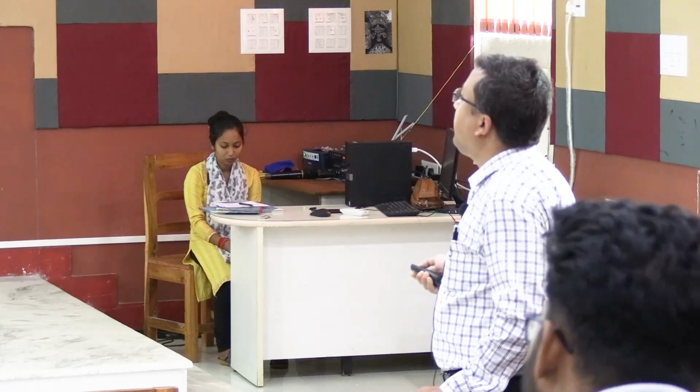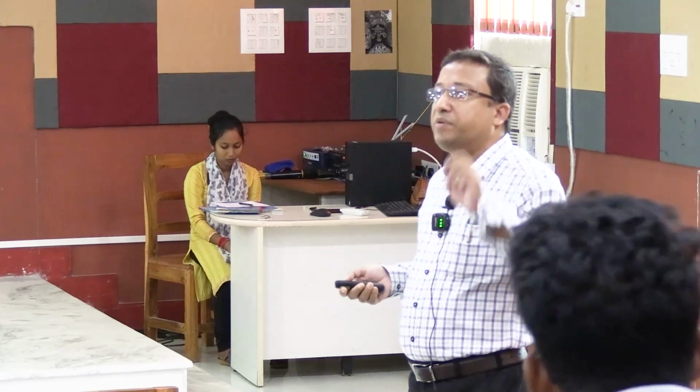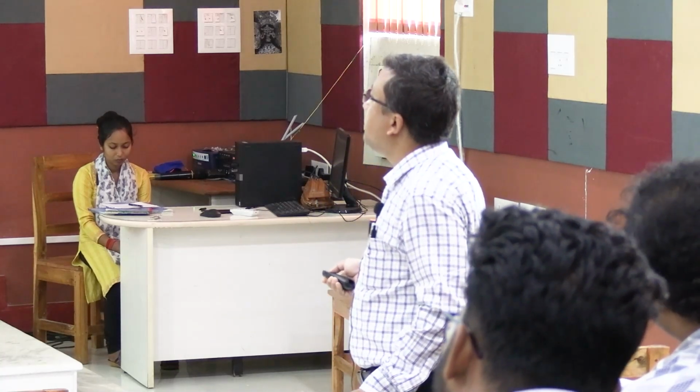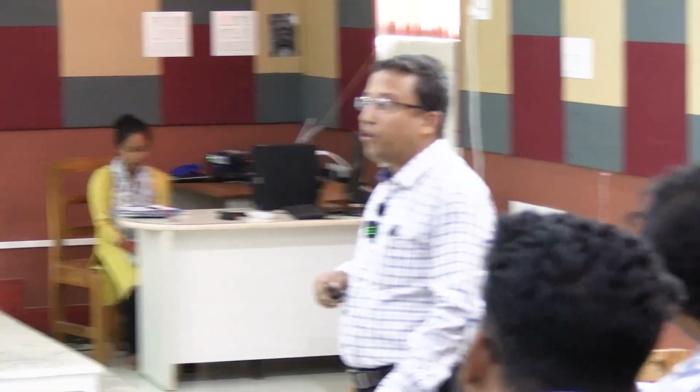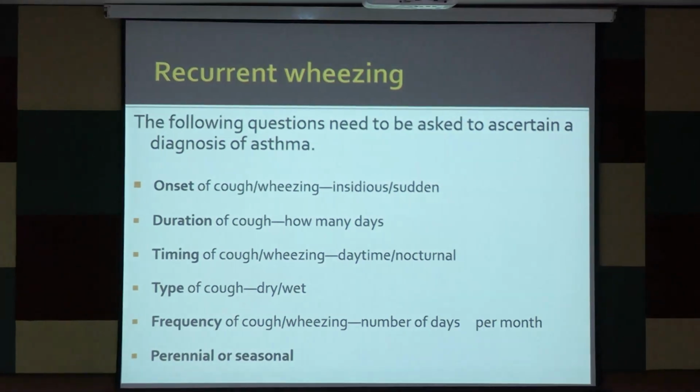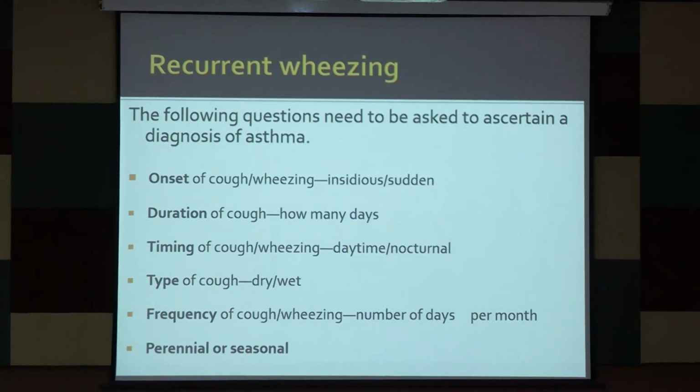I have already told this in your previous class. Then duration of cough: how many days the child has been coughing. In case of episodic viral wheeze or under 5 wheeze, the child comes with repeated long-term cough and repeated episodes of cough and wheezing. Timing of wheezing is mainly nocturnal or early morning. Type of cough is dry cough. Frequency of cough or wheezing is number of days per month. How many times the child is having cough should be asked.